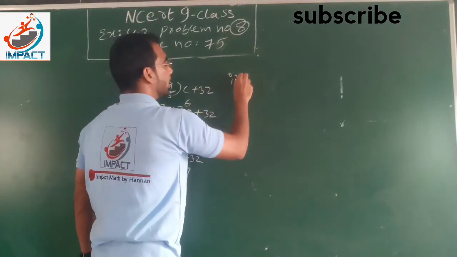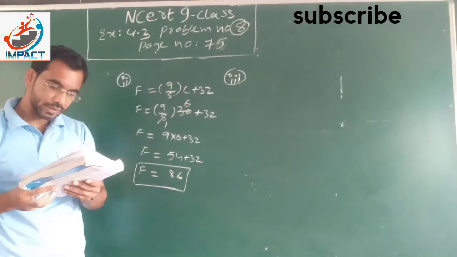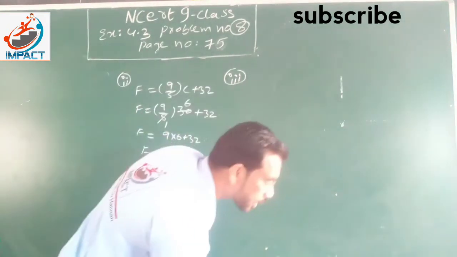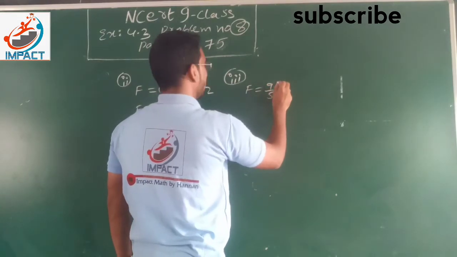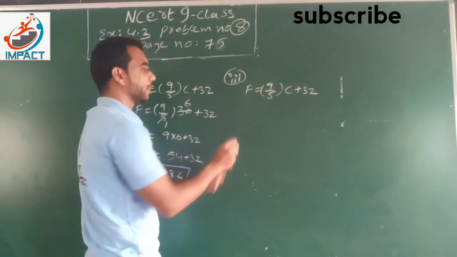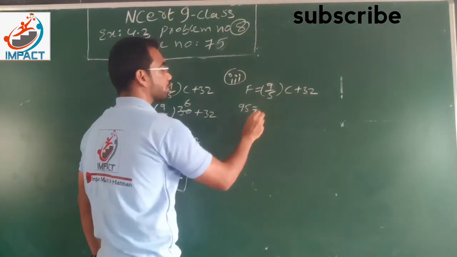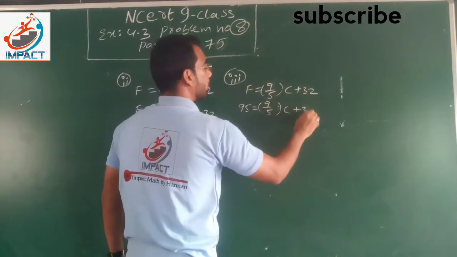Next, the third one: if the temperature is 95 degrees Fahrenheit, F is equal to 9 by 5 into C plus 32. So how much Fahrenheit is given? 95 is equal to 9 by 5 into C plus 32.